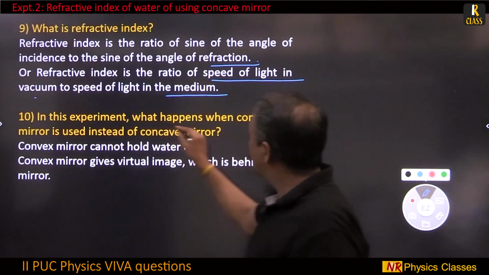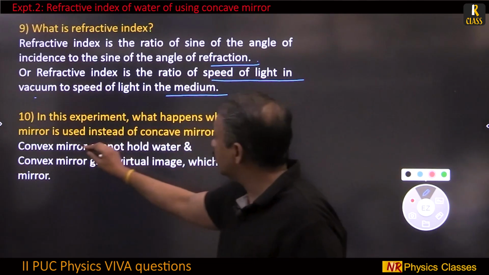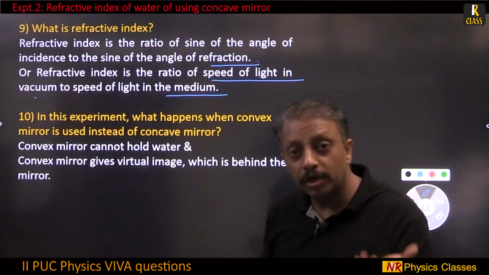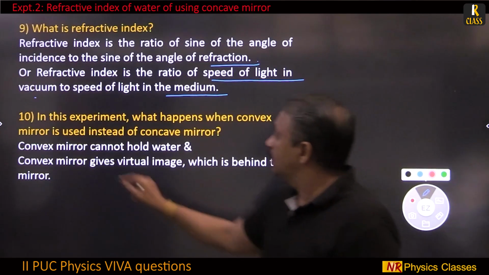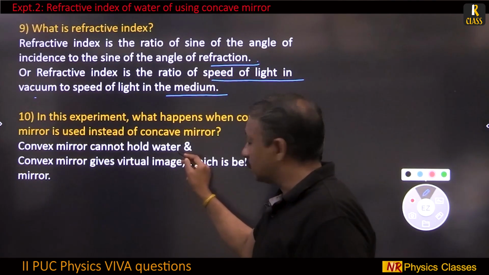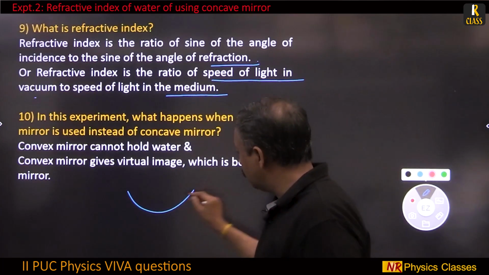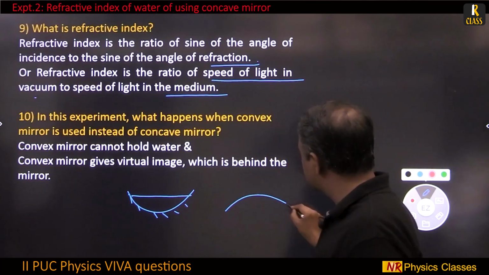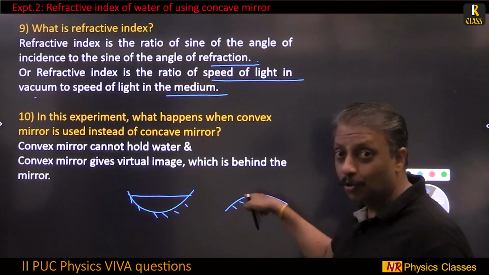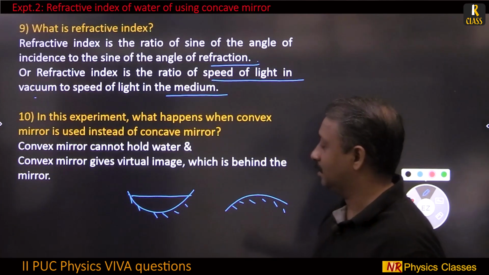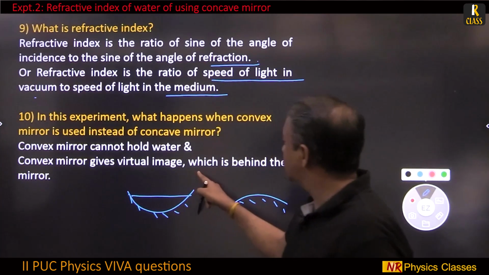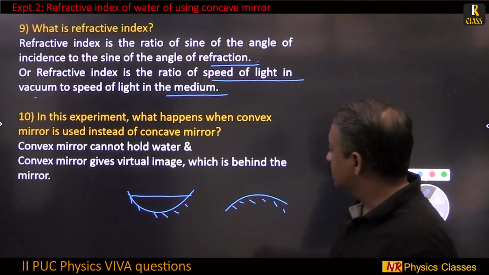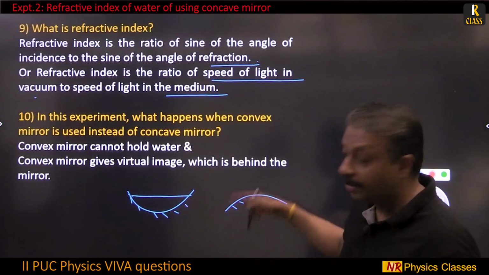In this experiment, what happens when convex mirror is used instead of concave mirror? Convex is used means we won't get real image. Convex mirror cannot hold water. First thing, if it is concave, we can put water. If it is convex, it cannot hold water. Silly thing. Second, it cannot give real image. It gives virtual image which is behind the mirror, means on the other side.